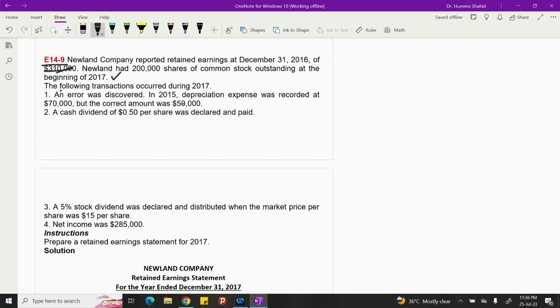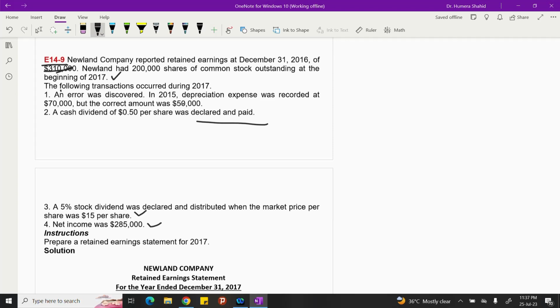A cash dividend of $0.5 per share was declared and paid. A 5% stock dividend was declared and distributed when the market price was 15 per share. Net income was 285,000. They want you to prepare the retained earnings statement.